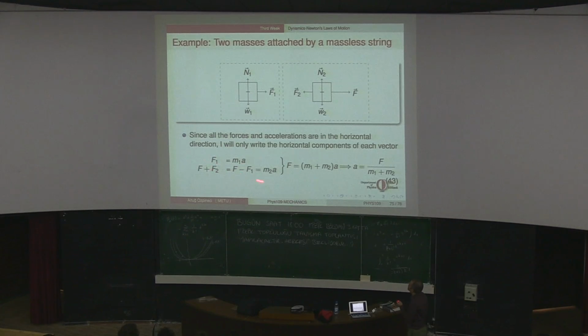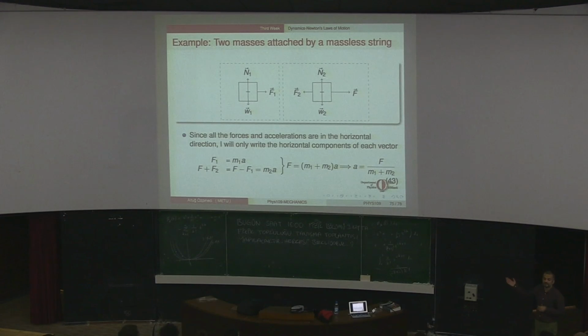If you want to write everything in terms of vectors, this equation is just f1 along the x-hat direction is equal to m1a along the x-hat direction. I just cancel the x-hat directions. Well, the rest is just algebra. If you sum this equation with this equation, the f1s just drop, so f is equal to (m1 plus m2)a, or the acceleration of the whole system is f divided by the total mass of the system.